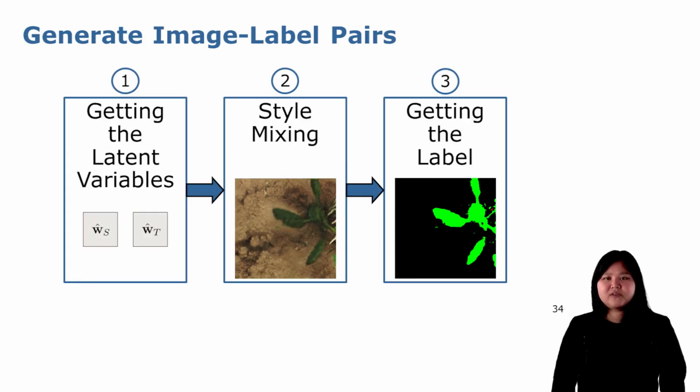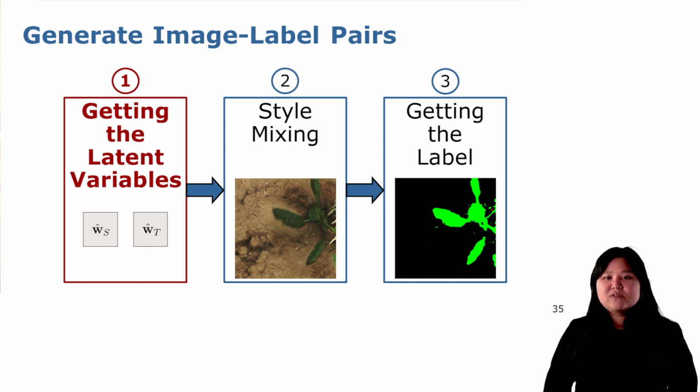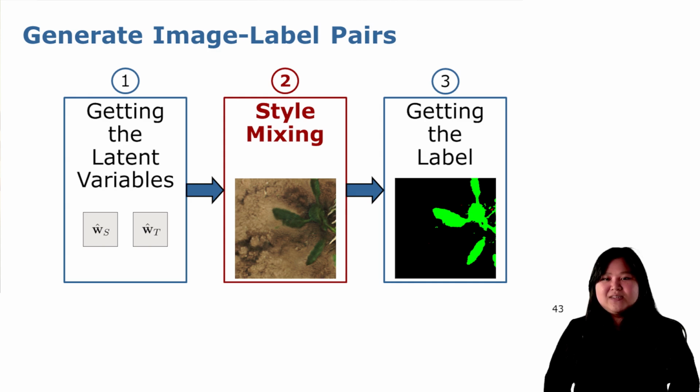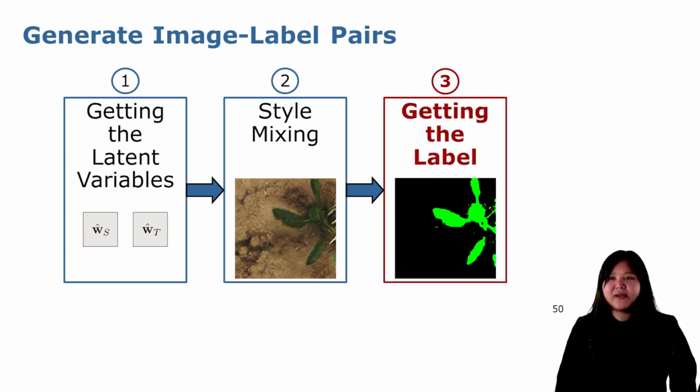The generation of image label pairs is done in 3 steps. First, we have to get the latent variables, one for the source domain and one for the target domain. With these 2 latent variables, we can perform style mixing to get a third latent variable that corresponds to the RGB image we would like to generate. Finally, we finish by getting the label that corresponds to this generated image.